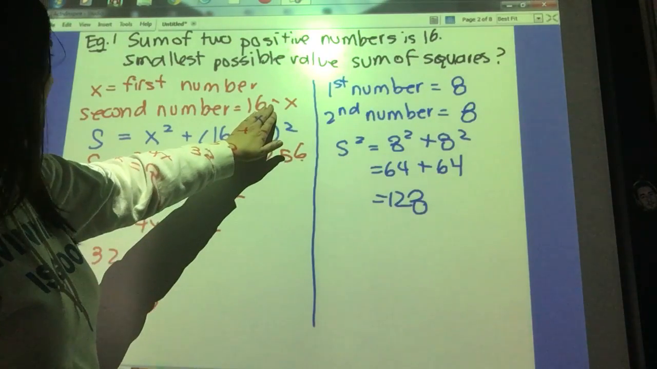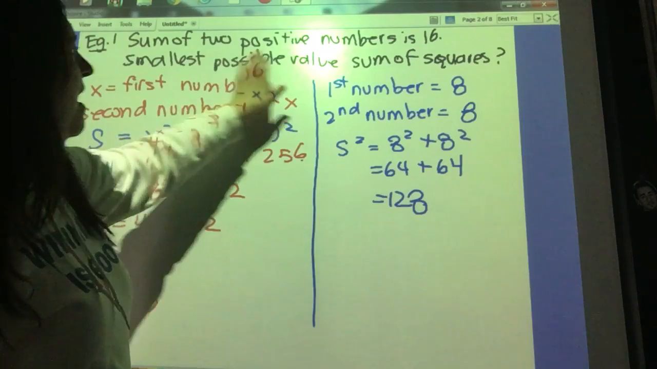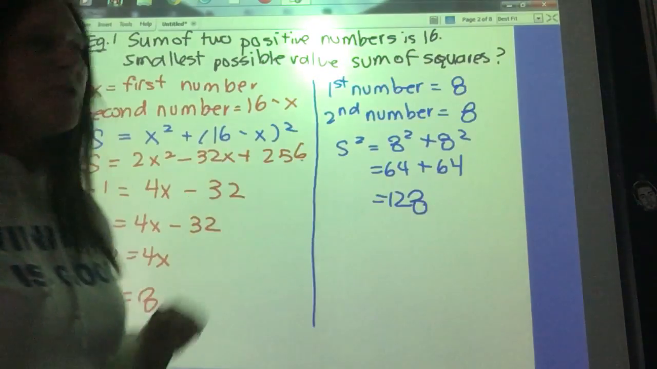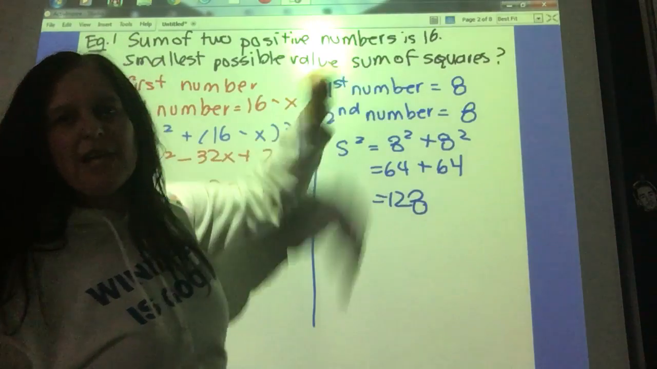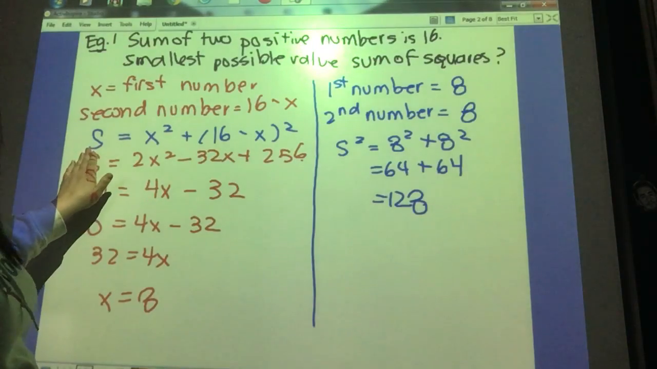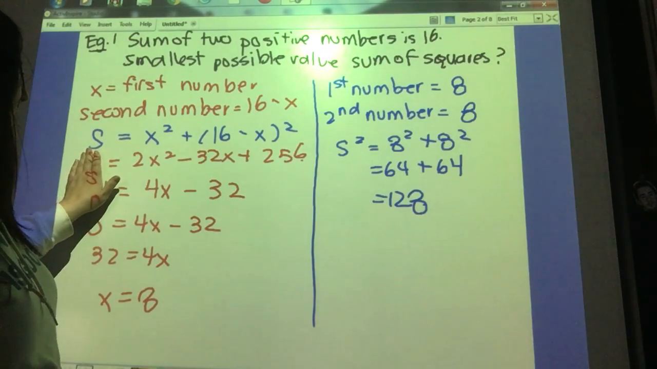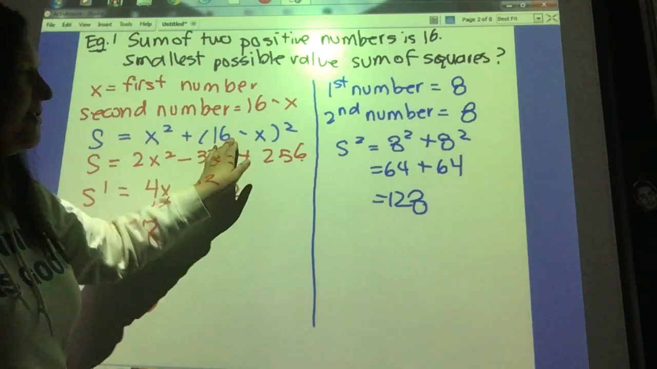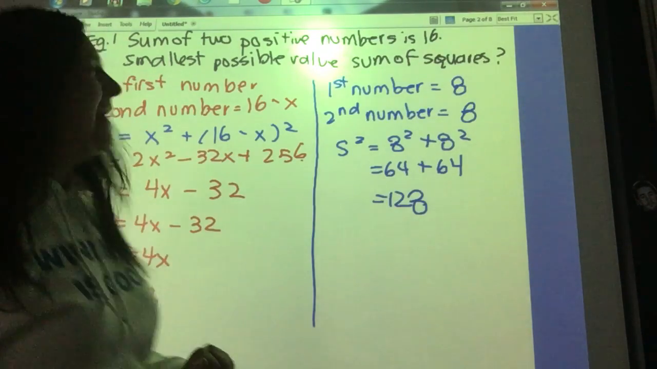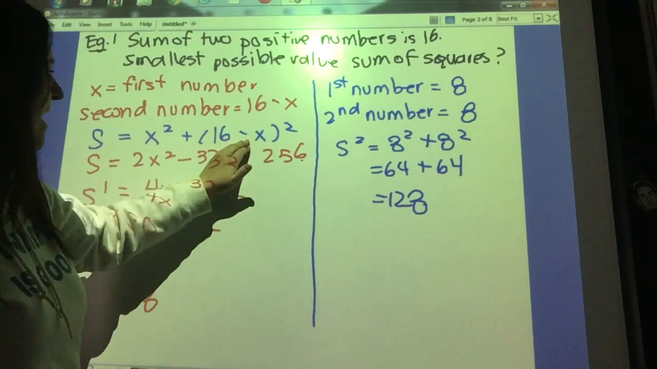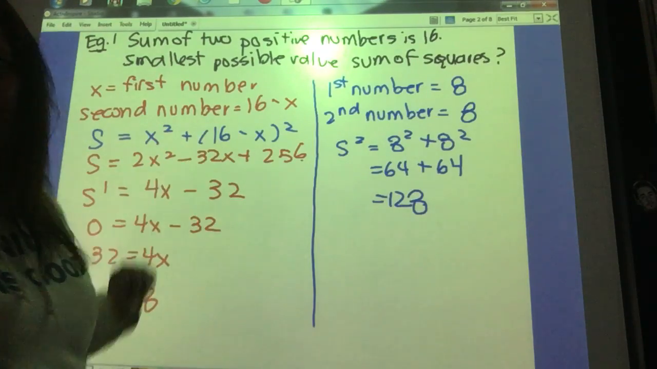Okay, and then the question says the sum of their squares. So that's what we're optimizing, right? We want the smallest possible value for the sum of their squares. So my formula for the sum of their squares is I just take the sum of their squares. This is a pretty easy one to start with just to give you the general idea. You take the first number and the second number, square each of them, and add them together.